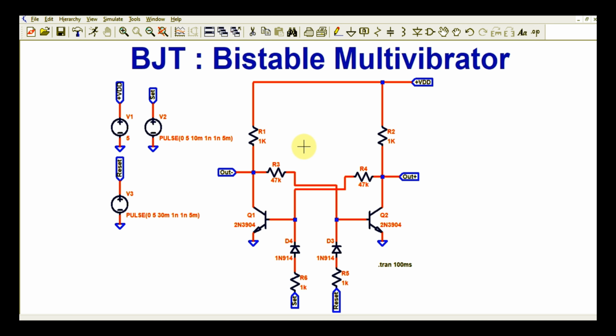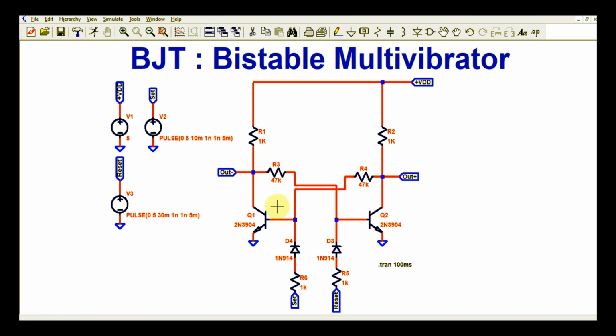In the last two videos, we have already understood the BJT astable multivibrator simulation in LTSpice and the BJT monostable multivibrator simulation in LTSpice. So in this video, we are going to learn about the BJT bistable multivibrator simulation using the LTSpice tool, right? Here you can see I have already drawn the circuit for the BJT bistable multivibrator.